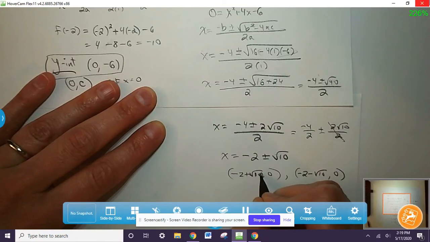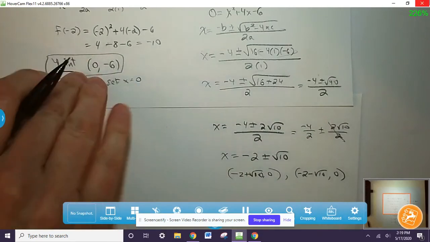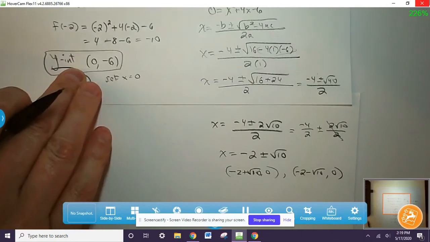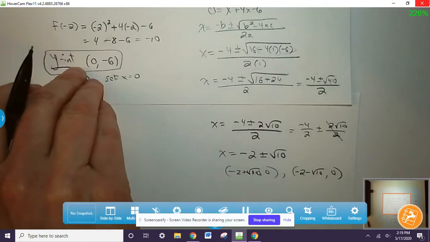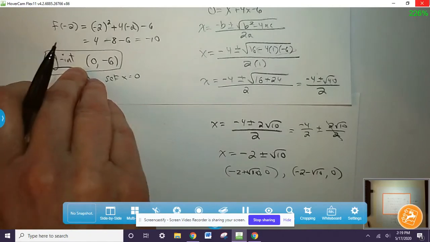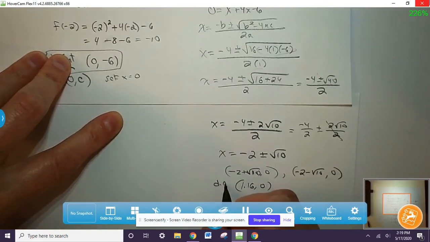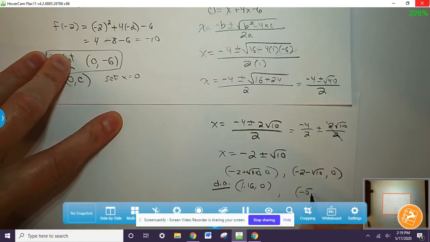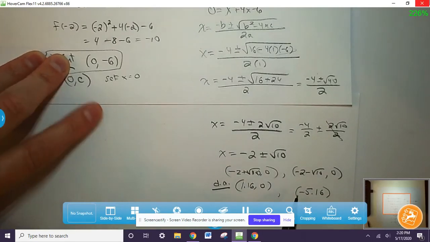Now, if we're going to look to graph this, because the directions said to graph, we're going to need to know what those values are. So what we're going to do is sneak a calculator for some decimal approximations. And when we do that, we're going to end up with about 1.16 for a decimal approximation on that. And the decimal approximation on this one is about -5.16 when we sneak a calculator. And we'll need those decimal approximations in order to make the graph.